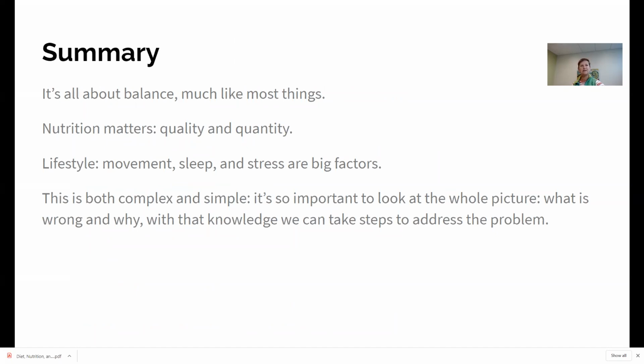And lastly, the system is really complex, but it's also pretty simple. And if we really look at that whole picture, I think we can figure out, wow, what's going on? Why maybe did that happen? And then when we can figure out why maybe that happened, well, what is there that I can change with regards to this? So really we can address a lot of these problems.